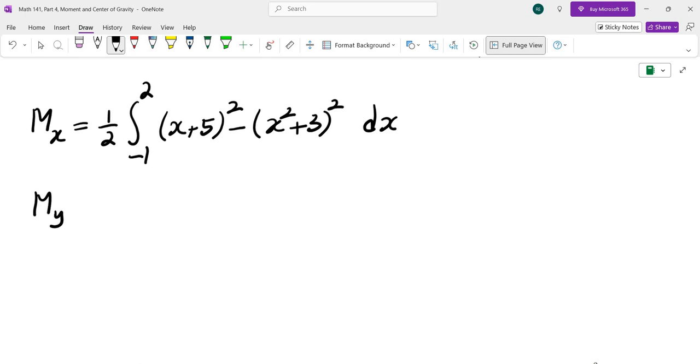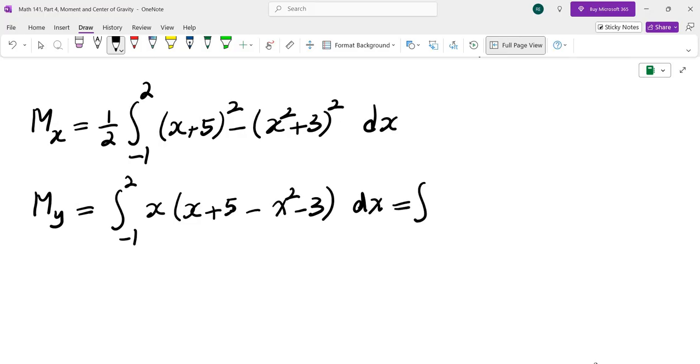M sub y is going to be the integral from -1 to 2 of x times f of x minus g of x. So f of x is x plus 5, minus x squared minus 3, dx. For that, you'll have to first distribute. So you get x squared plus 2x minus x cubed dx.